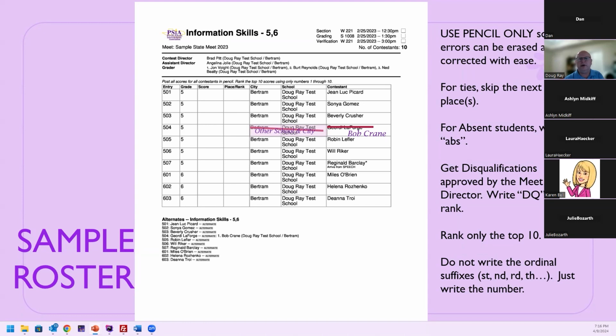If a student is absent, just write ABS. No need to do anything more elaborate like lines or anything. That's just too distracting. You need to have all your disqualifications approved by someone in the tab room. And then if they are approved, then you'll write DQ on the score line. You only rank through the top 10 and do not write the ordinal suffixes. So instead of writing first, 1st, second, 2nd, just write 1, 2, 3. It makes it easier for the people who are entering the information in the computer to find the correct numbers and such.